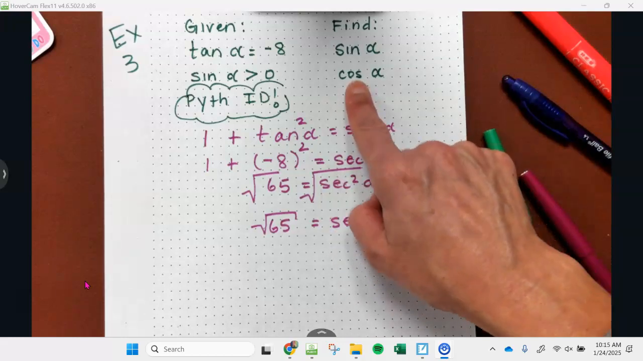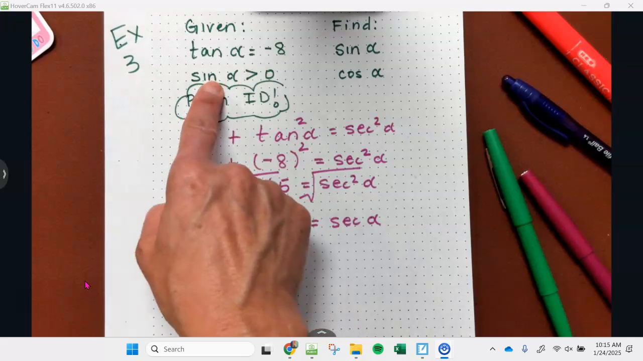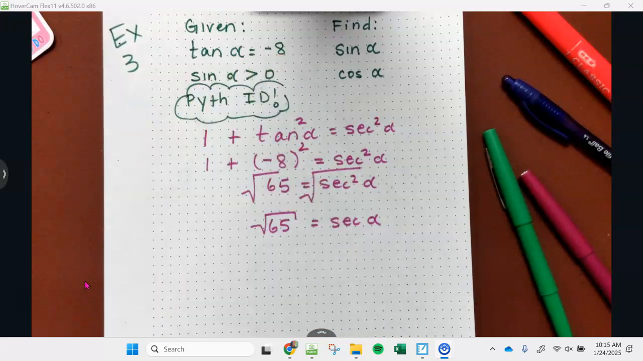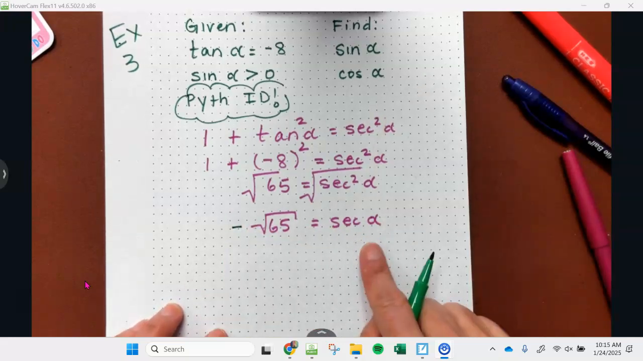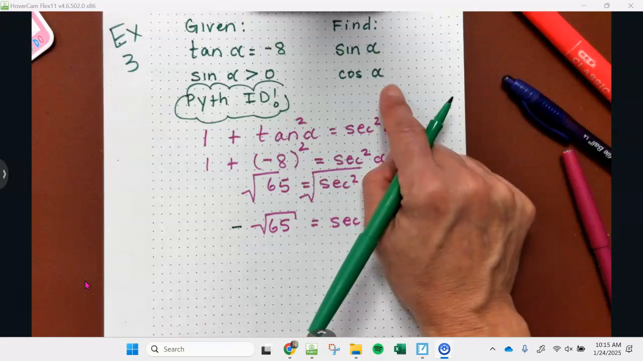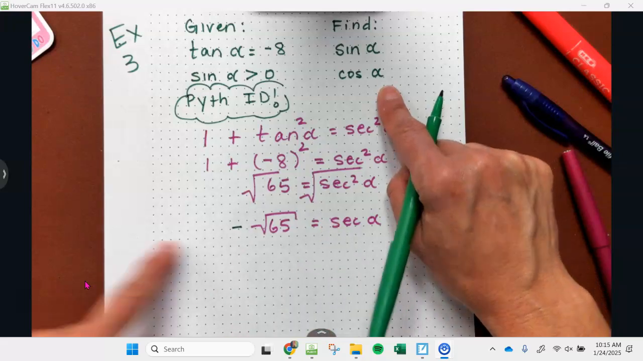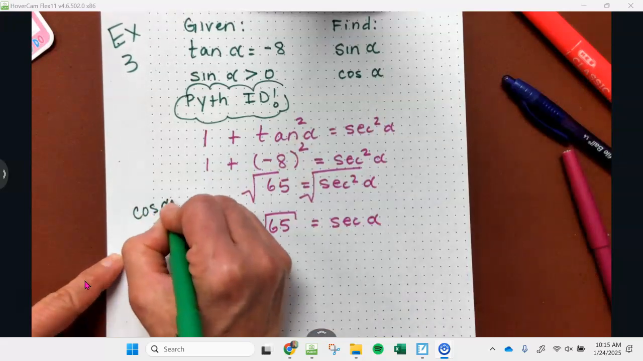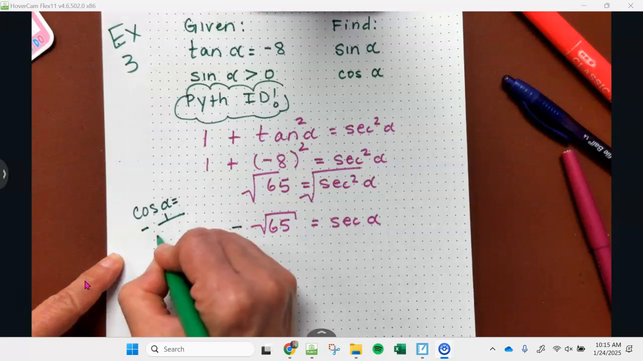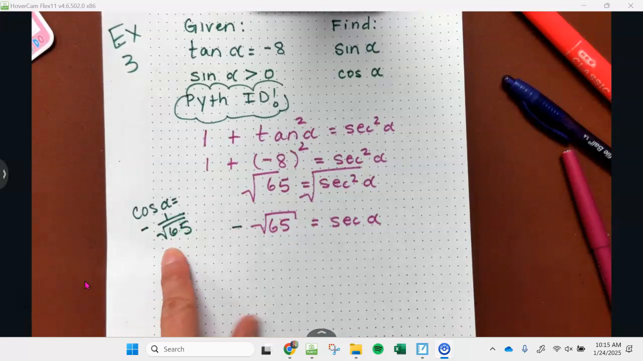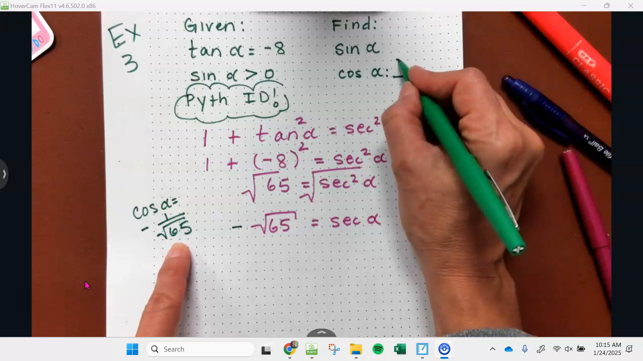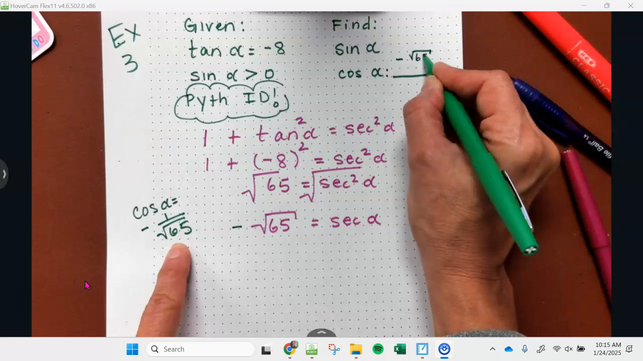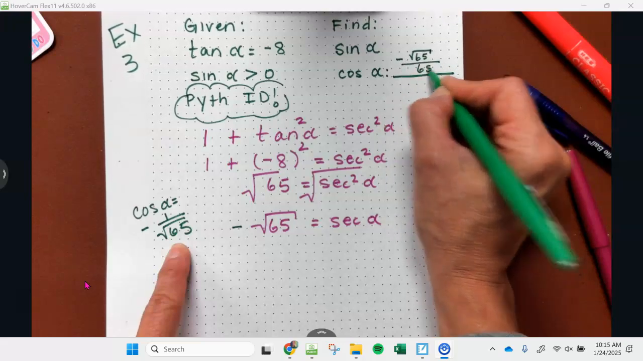Secant is a reciprocal of cosine. Cosine has to be negative because sine is positive, tangent is negative. So here we go with secant. But again, all that stuff in my work, I didn't really need secant. I need cosine. That's going to be easy. We're just going to flip this upside down. So cosine of alpha is going to equal -1 over √65. We just got to clean up that denominator. So cosine alpha is going to be -√65 over 65.